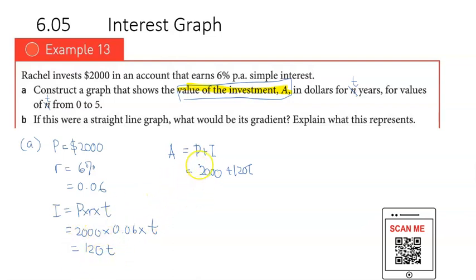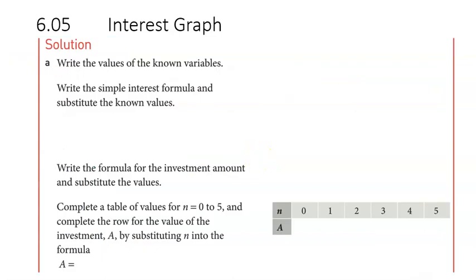So right now I have the general equation. I can substitute the t value into my equation to get the value. So I rewrite it here: A equals 2000 plus 120t. You just substitute. When t equals 0, your A is 2000.